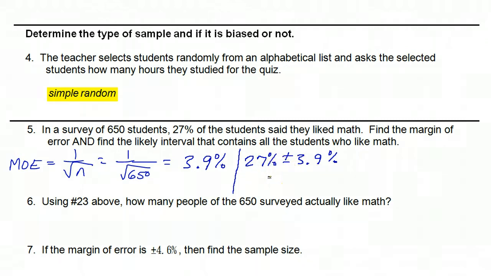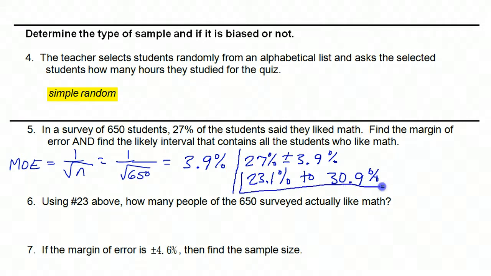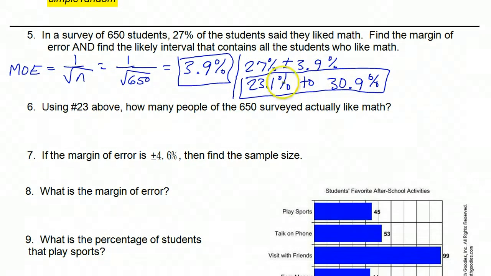So, if I do 27 minus 3.9, that's 23.1. And if I do 27 plus 3.9, that's going to be 30.9. Okay, there's my margin of error. There's my likely interval.